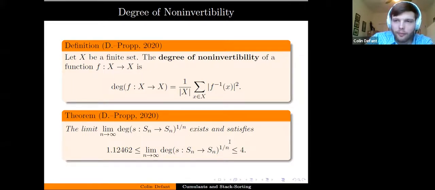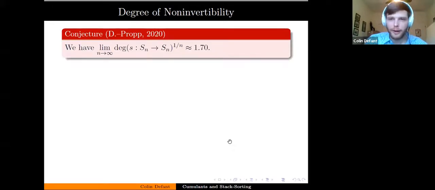Now we have a conjecture. This is the other experimental math part of the experimental math talk. We have a conjecture that the degree of non-invertibility, this limit, is about 1.7. The only way we were able to make this conjecture was by using the fertility formula. Basically, we generated a bunch of random permutations of size 1000, and then we computed their fertilities by using the fertility formula. Then we did some averaging, and that's how we made this guess. But again, there's no way we could have made this conjecture to this degree of accuracy without having some kind of theory like the fertility formula.